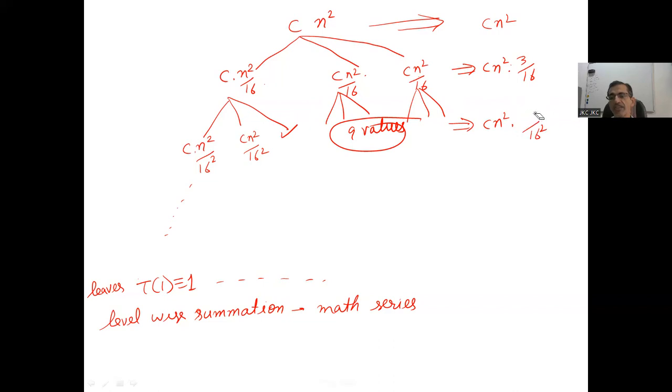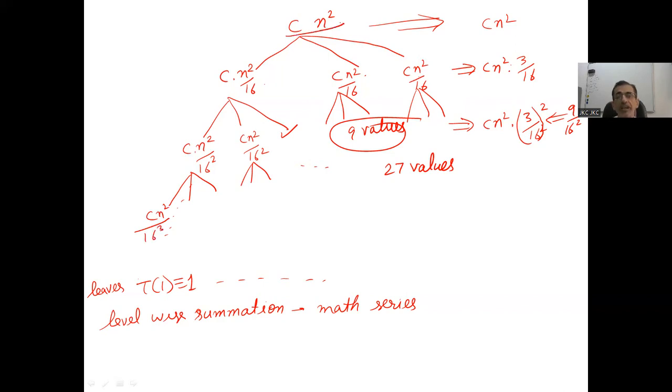Instead of 9, I just try to write it as 3 square. So effectively it is equivalent to saying 9 by 16, because it was 9 by 16 square. Why did I write this? Next time this will further have 3 children, and each of those will have 3 more. Total there will be 27 values, and the downward factor will become Cn square divided by 16 raised to cube.